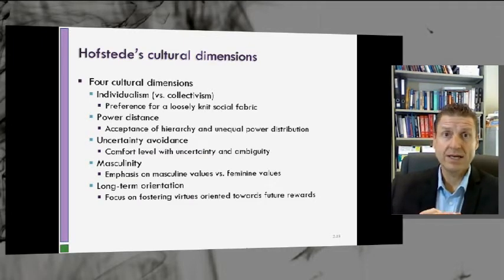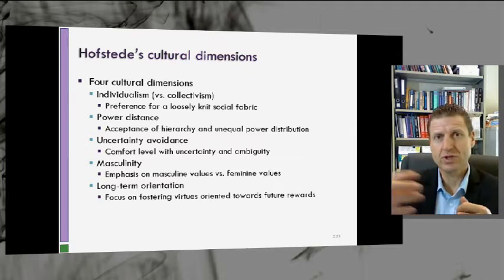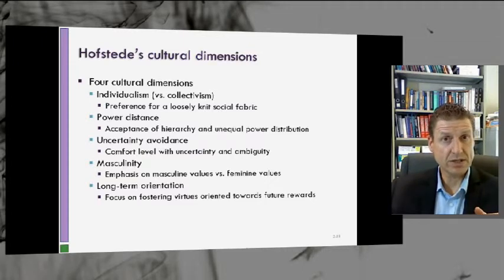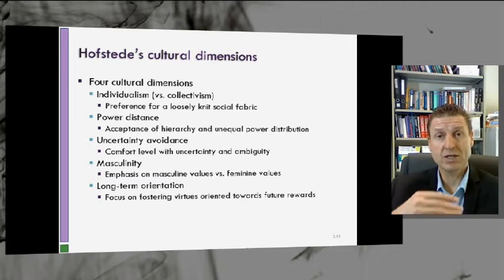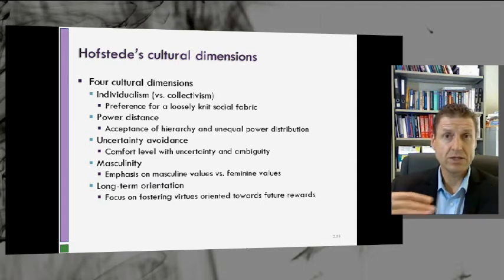Next was masculinity, and that was more about the equality between males and females in different countries. And a good example was Japan, very masculine, where the males were seen as more important in the business context than females. And there was other countries where masculinity was much lower, like in the US, where there's much more equality between the two sexes.